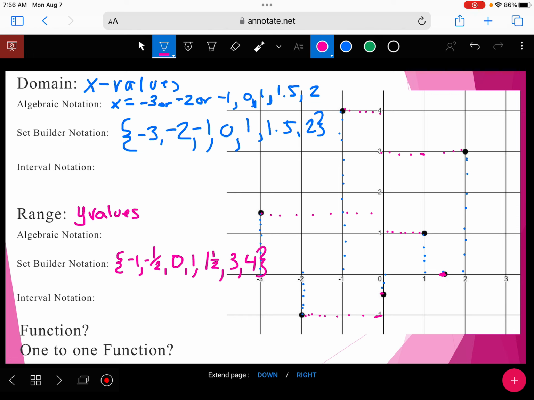This is the only time that Set Builder notation is easiest of all, because you just put it in the squiggly brackets. Because algebraic notation, I'm going to just say y is, that's an s, there we go, -1 or -1/2 or, like, and you just list it out. 0 or, and it's just really long. And again, the interval notation does not work because there's no interval. There's no line in between dots.